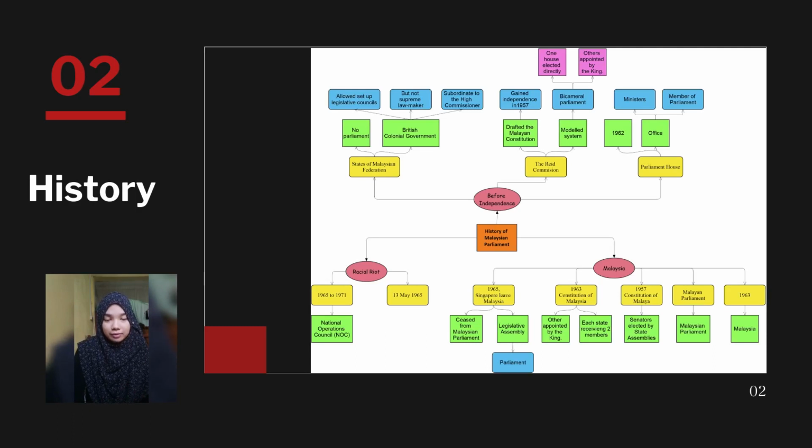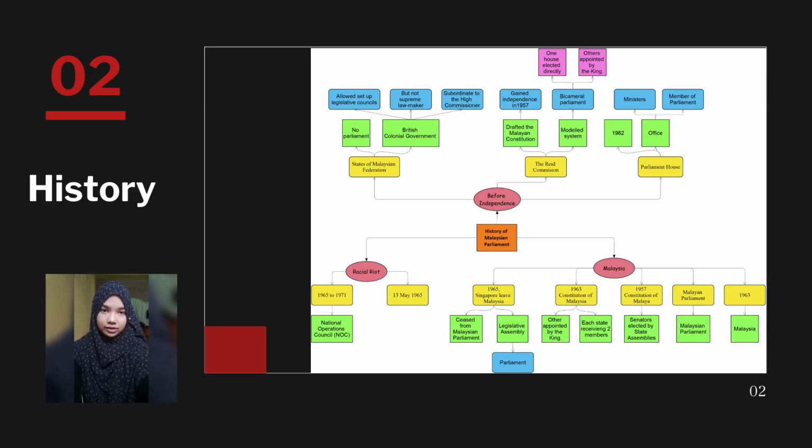Malaysia was formed in 1963 after Singapore, Sabah and Sarawak joined Malaysia. Later, the Malayan Parliament became known as the Malaysian Parliament. According to the Malaysian Constitution 1957, most senators were elected by the state assembly, representing the interests of the state.